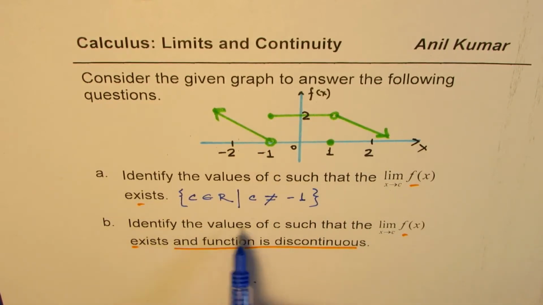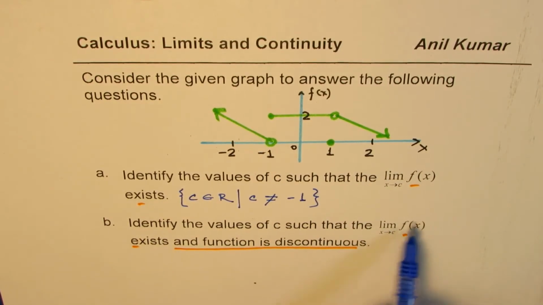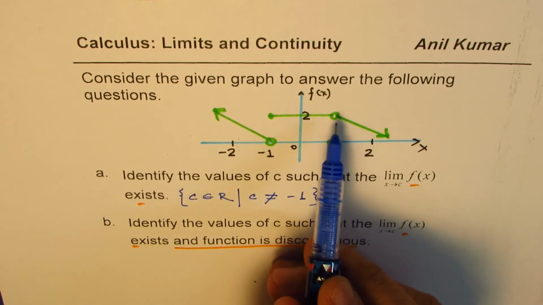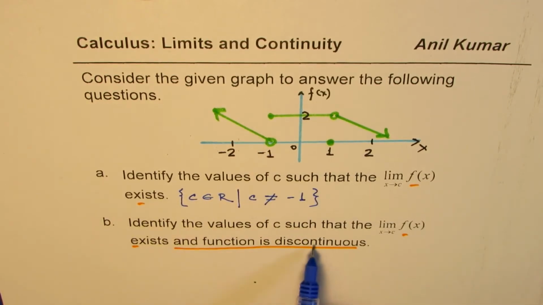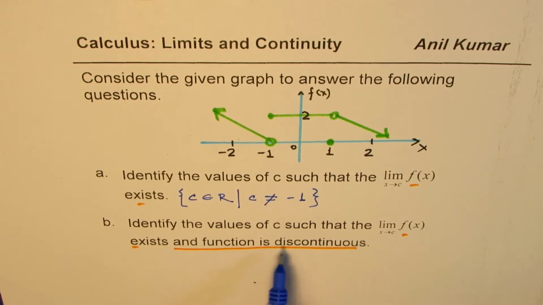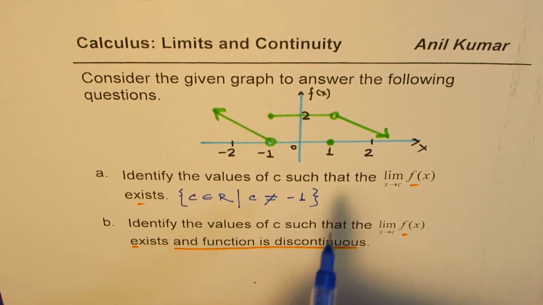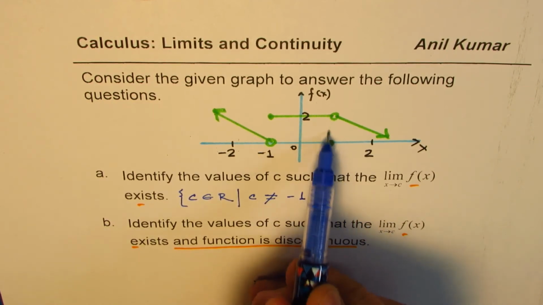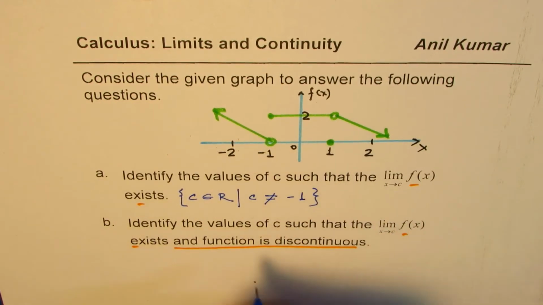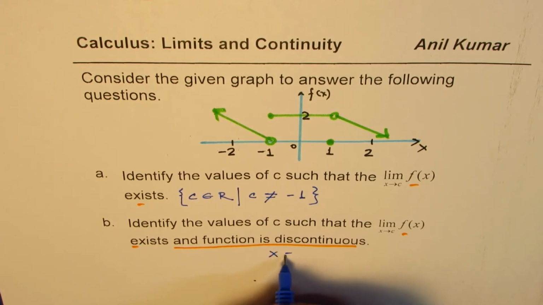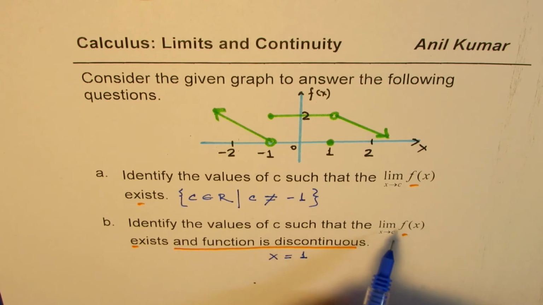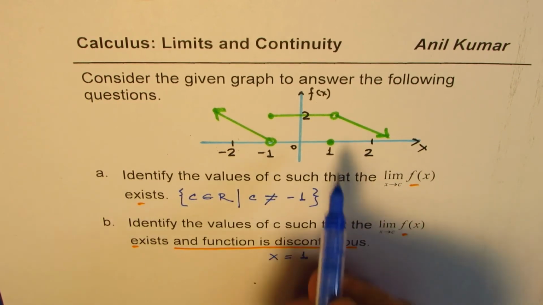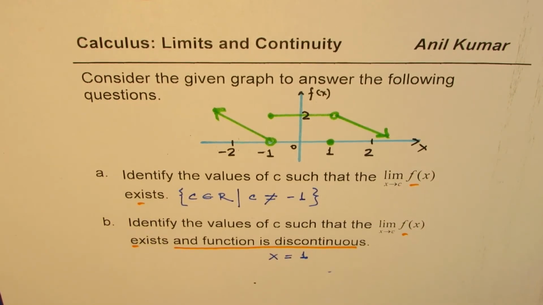It says identify the values of c such that the limit exists. So the limit exists here and the function is discontinuous. The limit exists and the function is discontinuous only at x equals 1. So the answer here is x equals 1. At this point, the limit exists, which is 2, and the function is discontinuous.